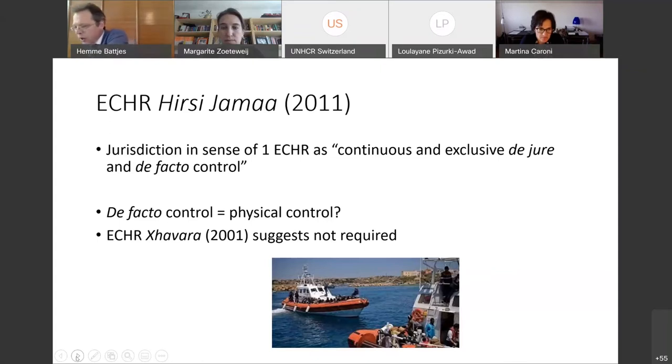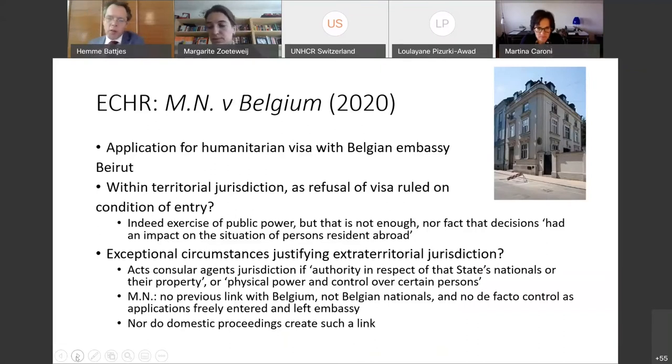Then the case of M.N. Next slide, please. M.N. versus Belgium concerned the application for a humanitarian visa with the Belgian embassy in Beirut. So under Article 25 of the Visa Code, one can apply for a humanitarian visa. The application was rejected, the idea being that the visa is for 90 days, and if you want to seek asylum, then you'll stay for more than 90 days. So the case was brought before the European Court of Human Rights, and many people had high hopes for the case, for if the court would assume jurisdiction here, then it would open up this possibility of a safe pathway to Europe for Syrian refugees in Lebanon.